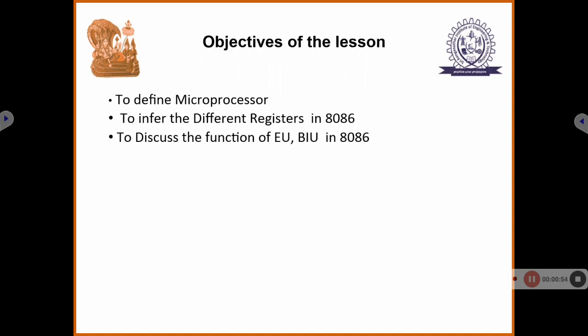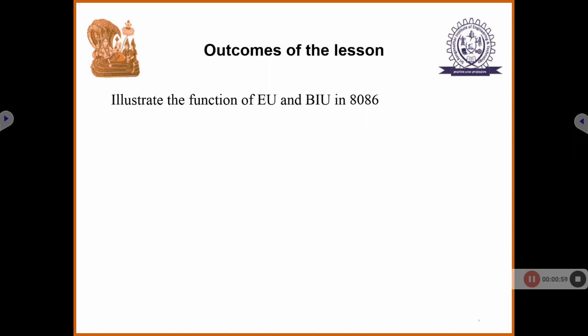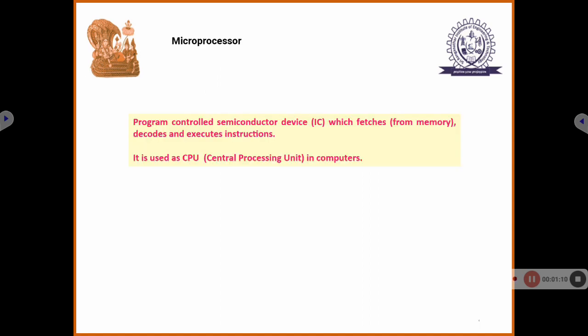Next, what are all the outcomes of this lesson? Illustrate the function of execution unit and then bus interface unit in 8086 microprocessor. So what do you mean by microprocessor? Microprocessor definition we are going to see.